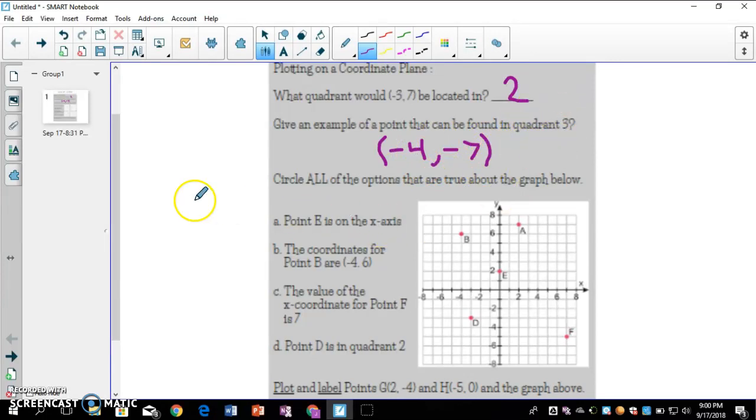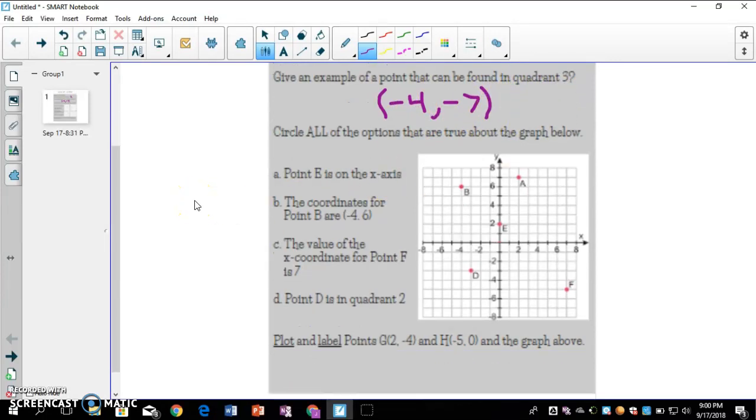This next part says circle all the options that are true about the graph below. So let's just go through each one, and if it's accurate to the graph, then we'll circle it. If it's not, we'll leave it blank. So A says point E is on the x-axis. So if I look at where E is, it is not on the x-axis because that is this number line. It is actually on the y-axis. So nope, that one does not work. You can either X it off or you can just not circle it. But that is not true.